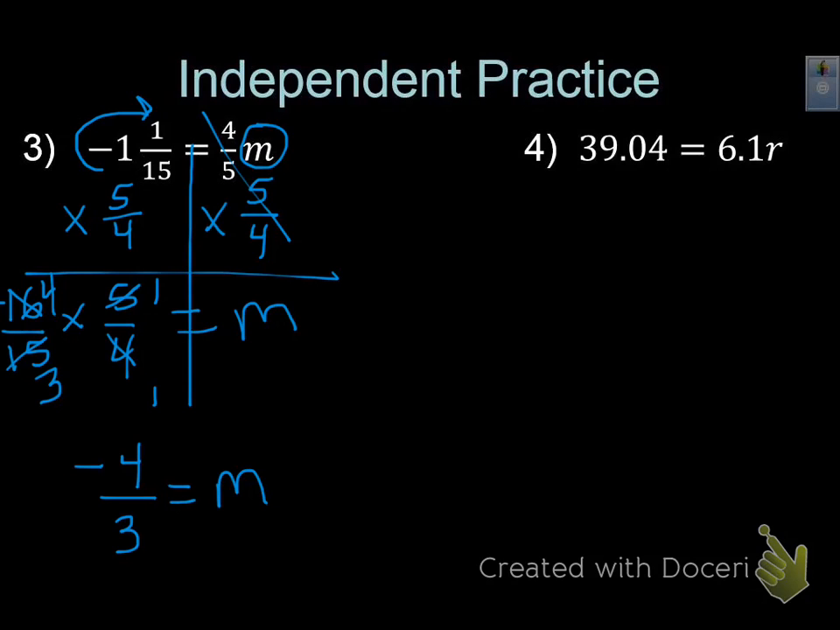I do still want to check my answer. 4/5 times negative 4/3 should give me the correct answer. I do not see any cross simplification that can be done here. 4 times negative 4 is negative 16. 5 times 3 is 15. And when I simplify that improper fraction, I do get negative 1 and 1/15.